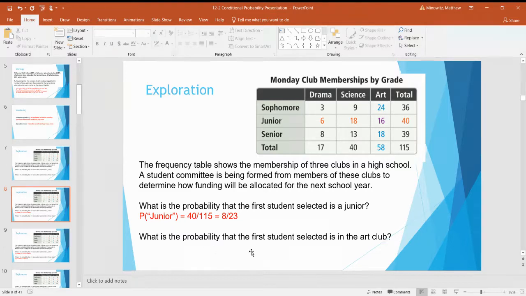Now, what's the probability that the first student selected is in the art club? We're going to do the same thing. How many students are in the art club out of how many total? So our total is really an important number because that's going to be our denominator. So we have 58 students in the art club out of 115 students total. Okay, simplify if you'd like to. Maybe it doesn't simplify. Sometimes, especially on Pearson or other programs, it's going to want a decimal. So always read the directions.